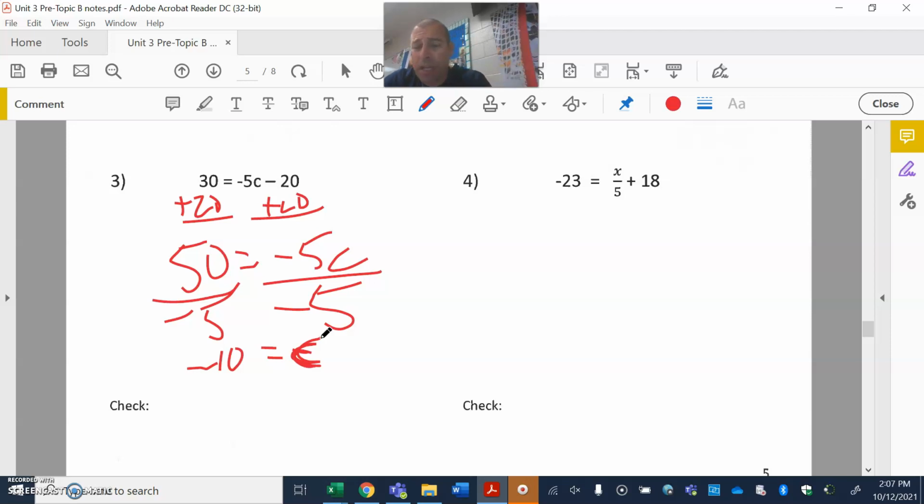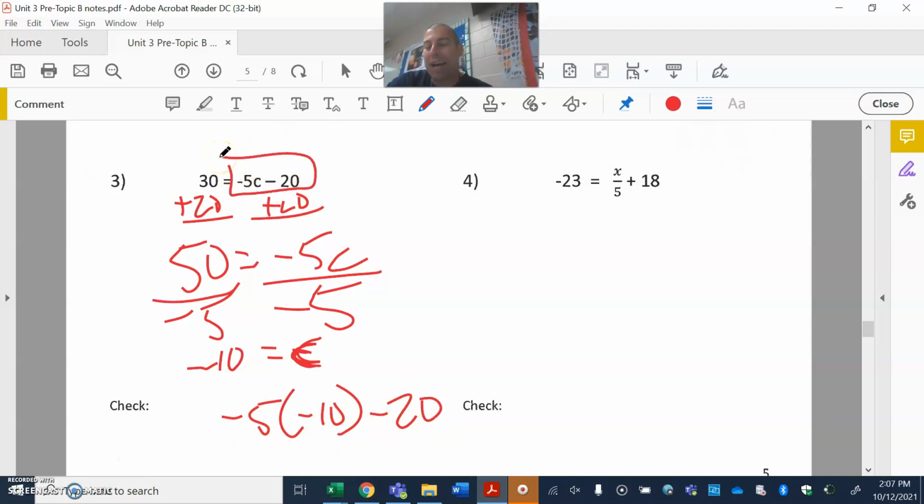All right, let's do it. -5 times -10, and then -20. And again, I'm grabbing that from right up here. I want to see if I get a positive 30 for an answer. Well, let's see. -5 times -10, that's a positive 50. 50 minus 20, is that 30? Absolutely it is.